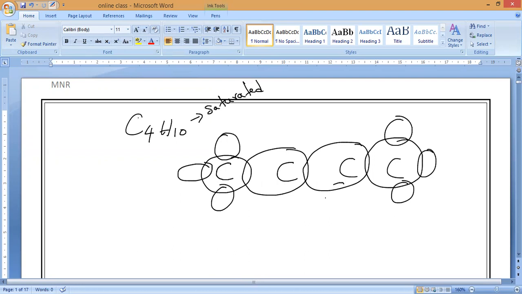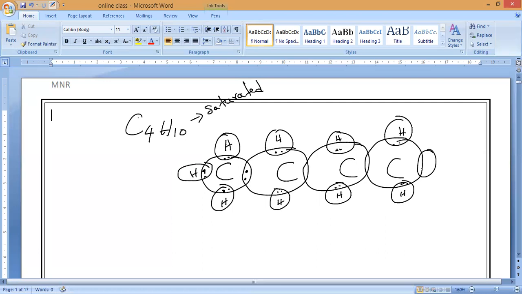You can draw the normal structure also, later you can make it. Now everywhere you can keep one pair of electrons. Here hydrogen, one pair of electrons, hydrogen, one pair of electrons, hydrogen, one pair of electrons. Like that you can keep it everywhere. That is only the electron dot structure. Is it clear? Please respond.